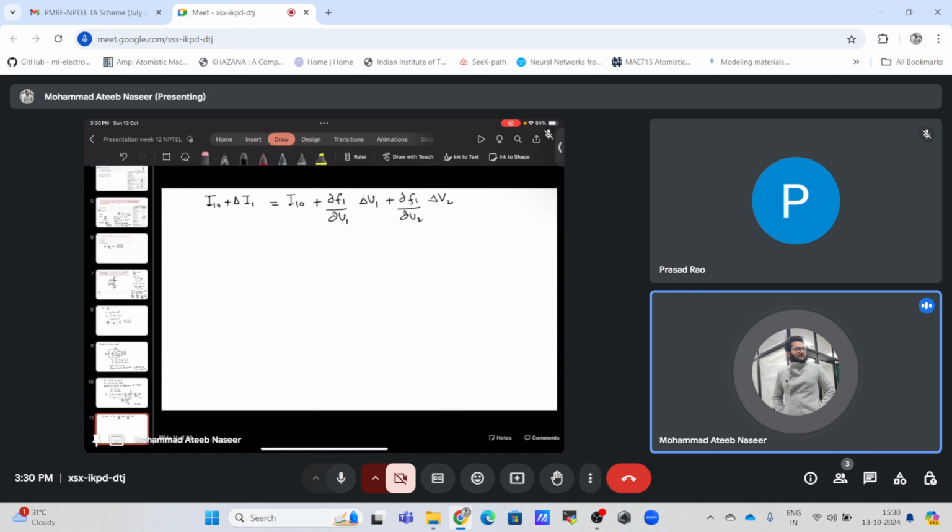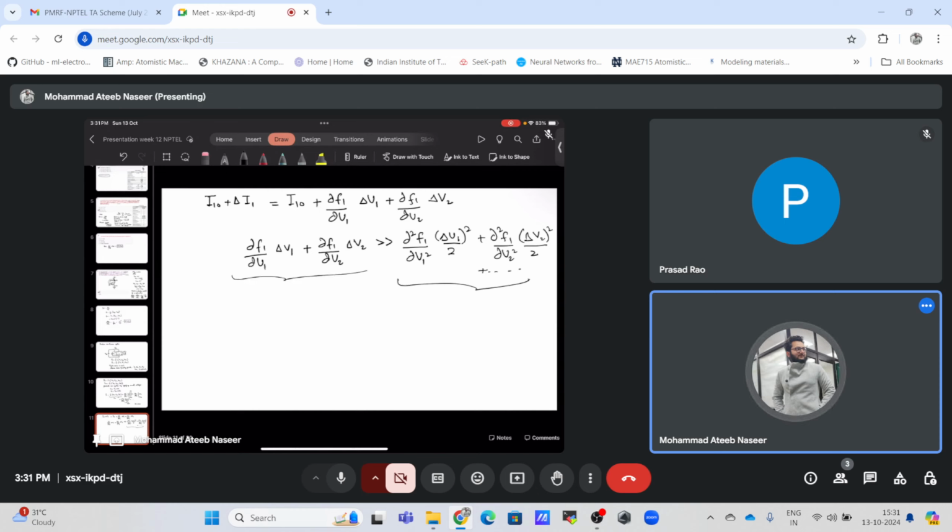Without which we want to suppress the higher order components, so we want to ensure that df1 by dv1 times delta v1 plus df1 by dv2 times delta v2 has to be much greater than d2f1 by dv1 squared, delta v1 squared by 2, plus d2f1 by dv2 squared, delta v2 squared by 2, plus rest. So we do not need these.